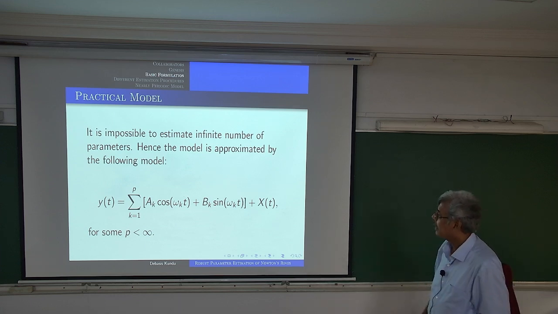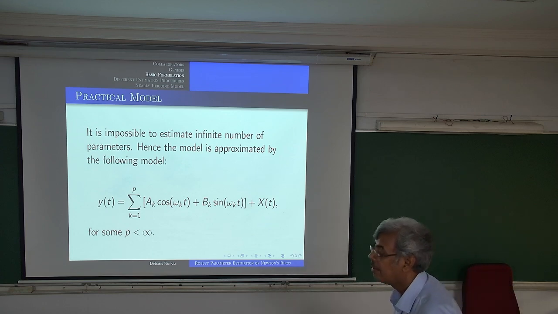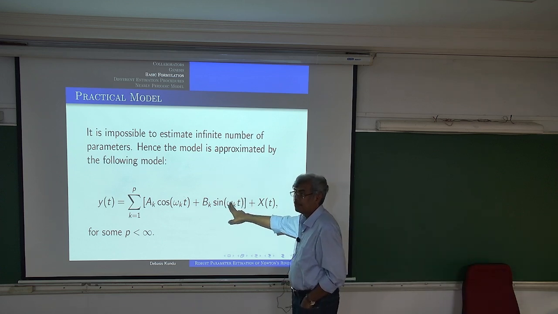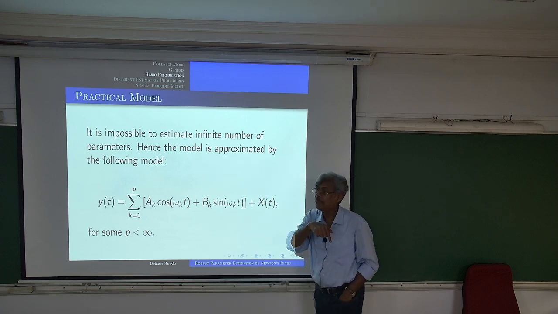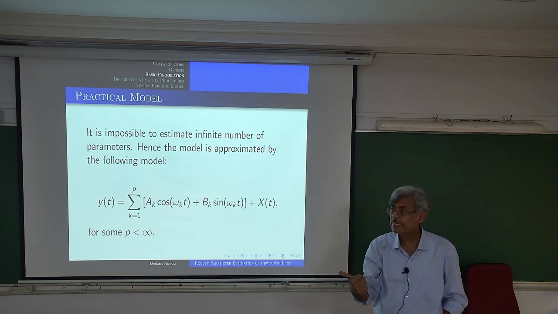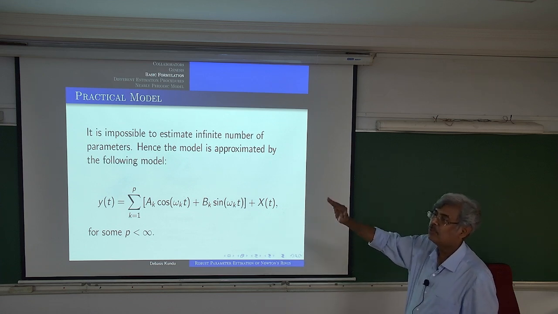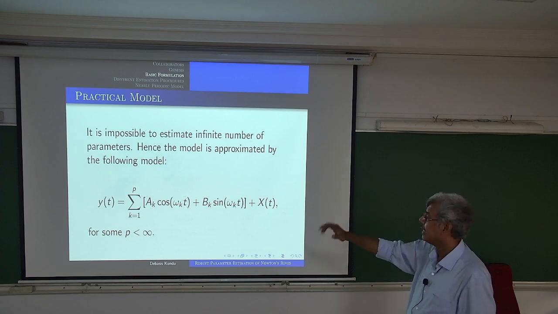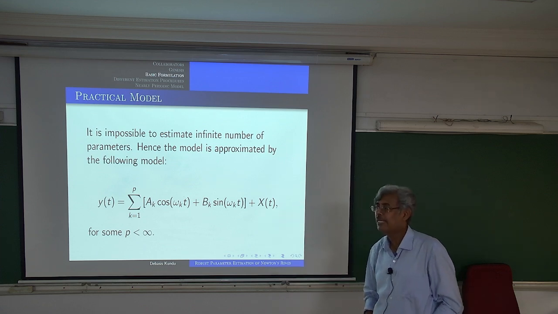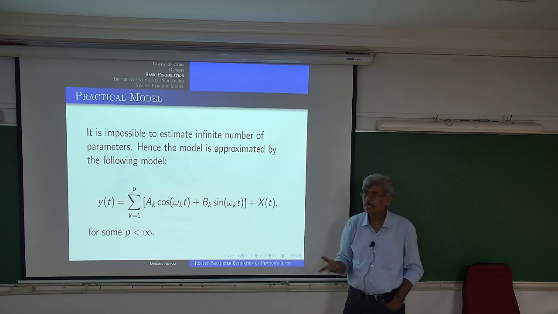Exactly. So the frequency of this time series also changes. That is omega k. It is changing, which is different from the previous one. There the omegas were fixed, and we were trying to chop it off at the point p instead of looking at the infinite one. So we are compromising there, but at the same time we are making it more flexible because of this omega k.